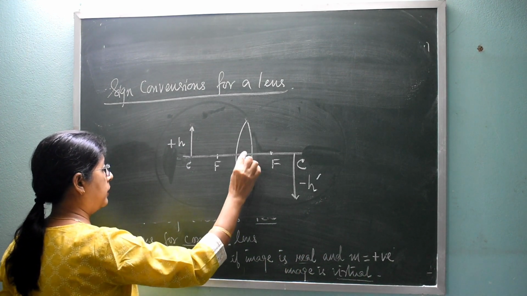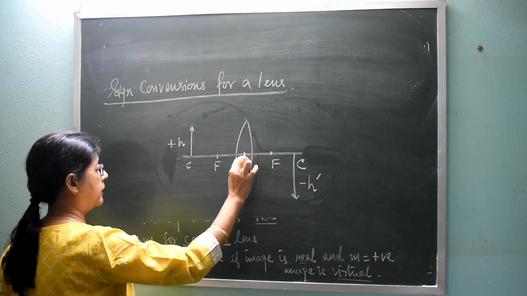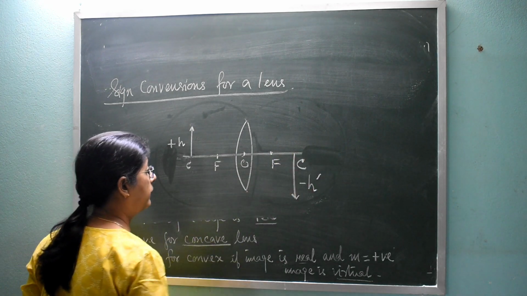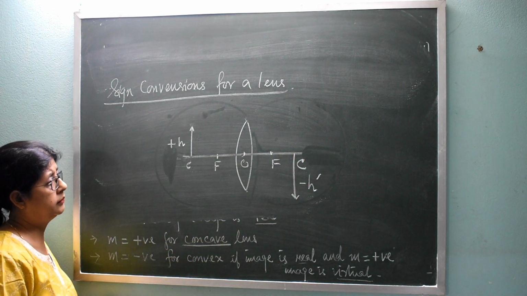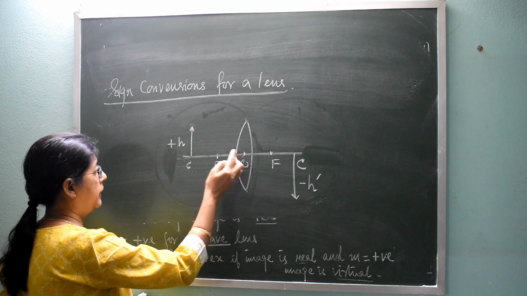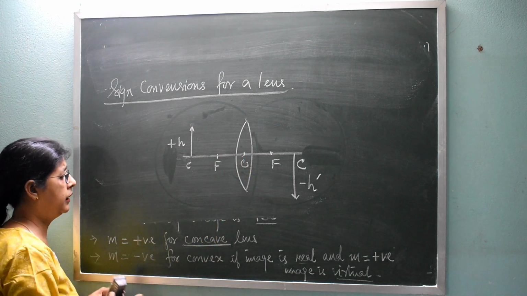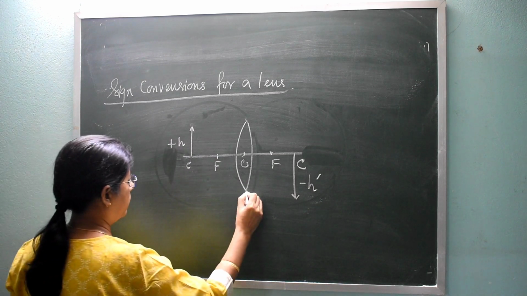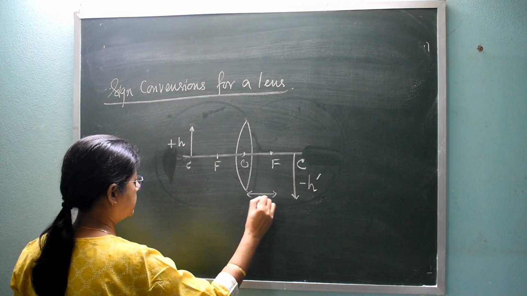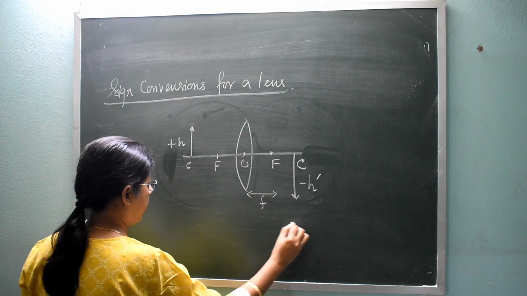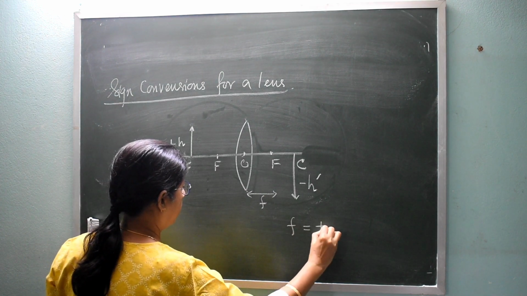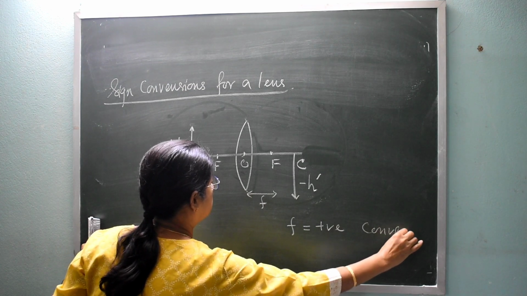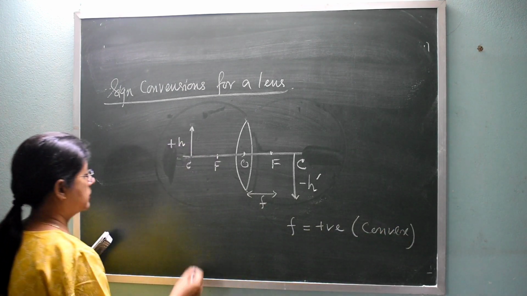Always the measurement is taken from the optical center. If the measurement is in the direction of light rays, it is positive, and if it is taken against the direction of light rays, it is negative. So for the convex lens, this will be the focal length f, and f will be positive. What kind of lens is a convex lens? For a convex lens f will be positive.